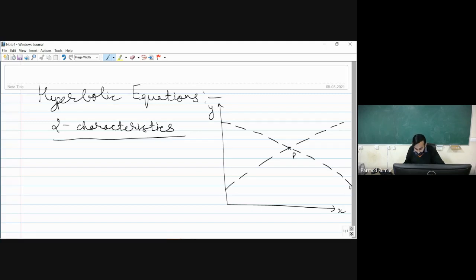Now you can see I have this xy plane, and in it I have taken some point P, which is arbitrarily selected, and at this point I have tried to find the characteristic lines of the governing equations. So I have got these two characteristics. These two dashed lines represent two different characteristic lines.